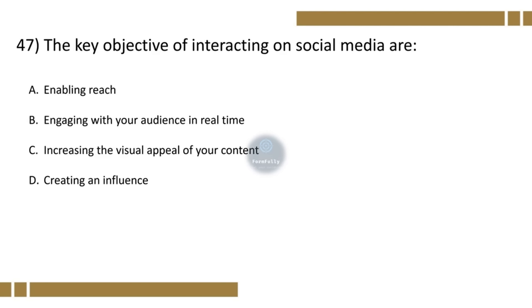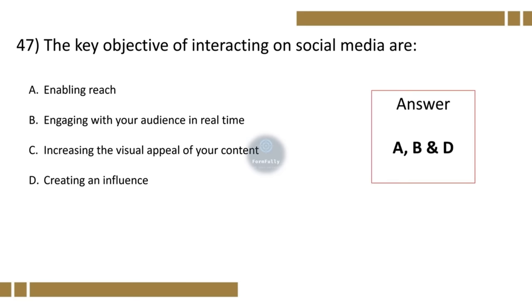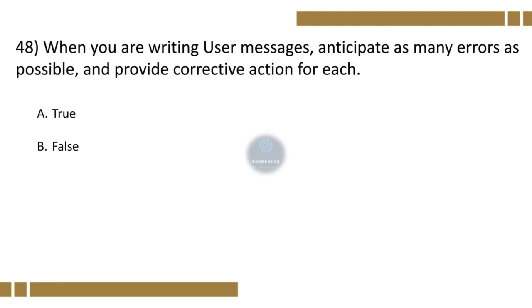Question 47. The key objectives of interacting on social media are: Option A, enabling reach. B, engaging with your audience in real time. C, increasing the visual appeal of your content. Option D, creating an influence. And the correct option is A, B and D.